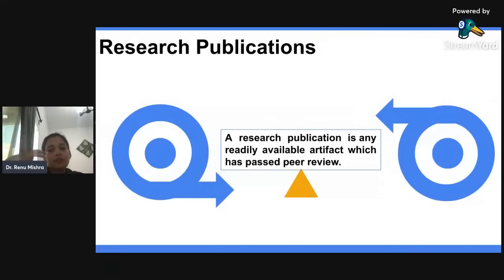Okay, so when you are saying research publications, the word research itself says that you have to dwell upon a particular topic.